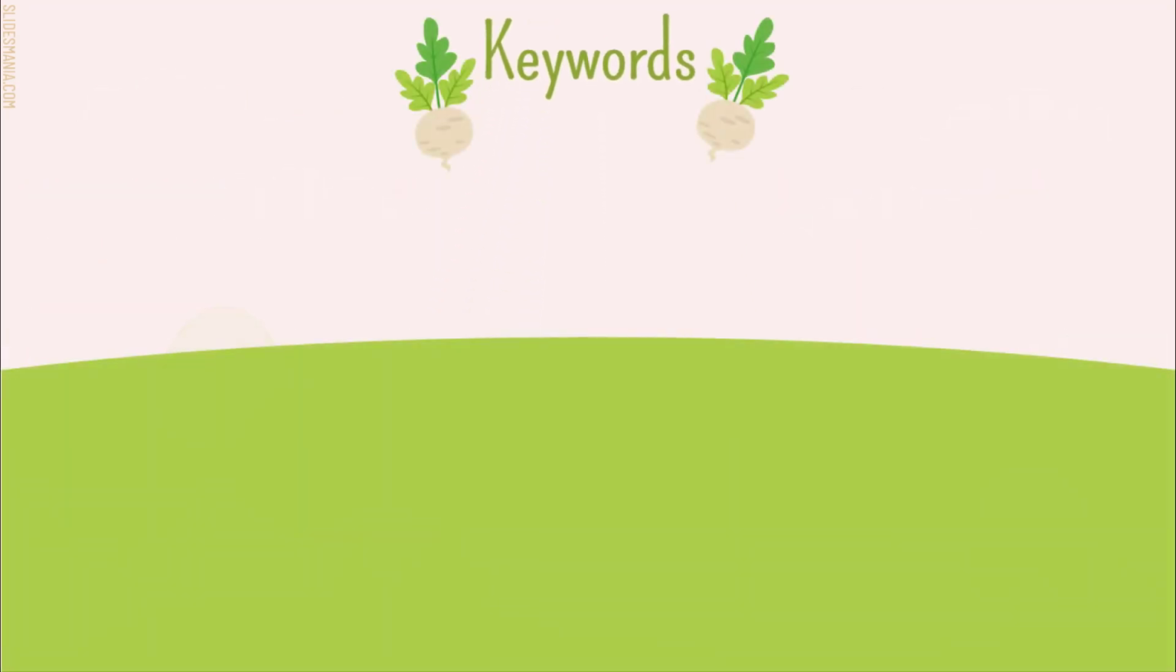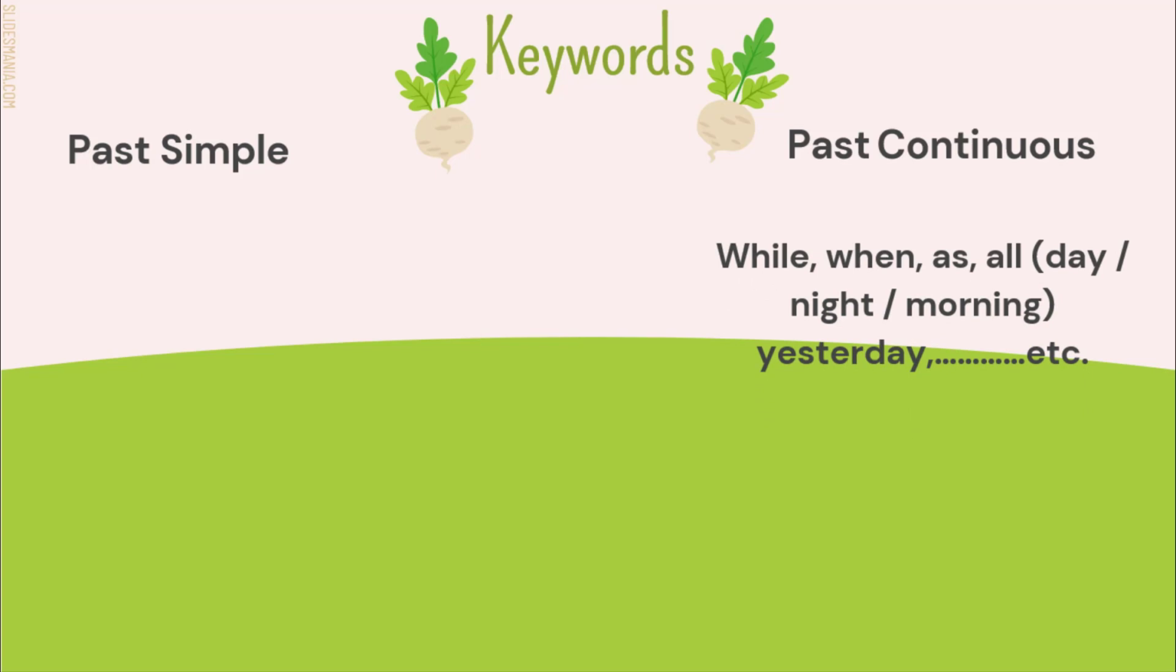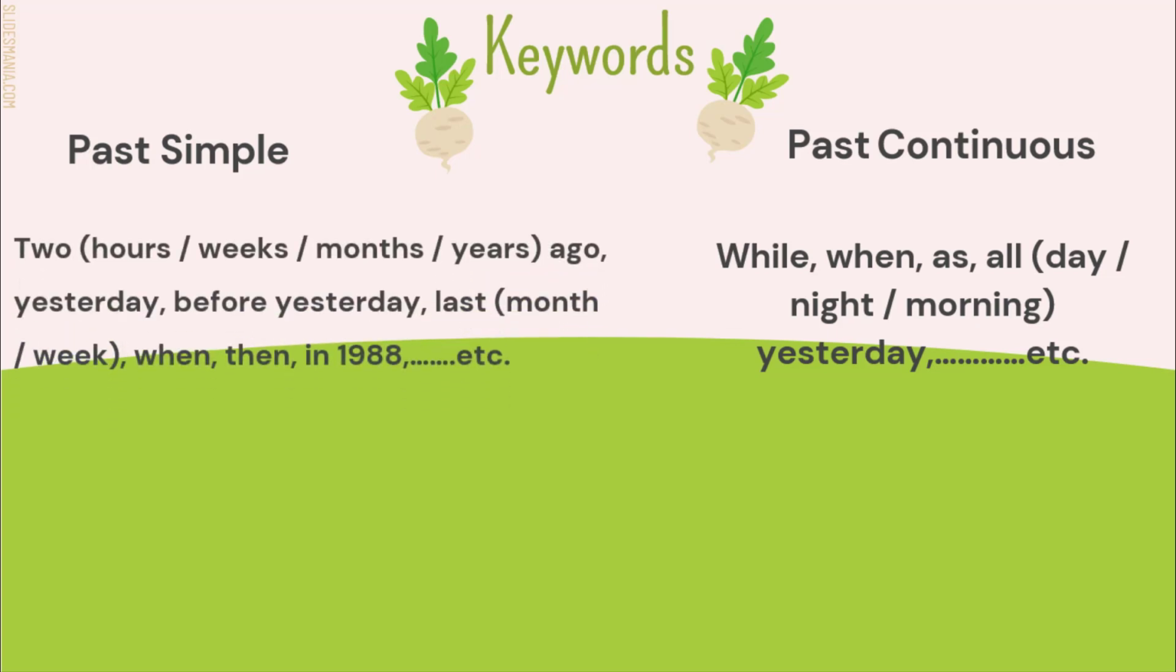Keywords. The keywords of the past continuous tense are while, when, as, all day, all night, all morning, yesterday, etc. As for the keywords for the past simple, they are 2 hours, 2 weeks, 2 months, 2 years ago, yesterday, the day before yesterday, last month, last week, when, then, in 1988, etc.